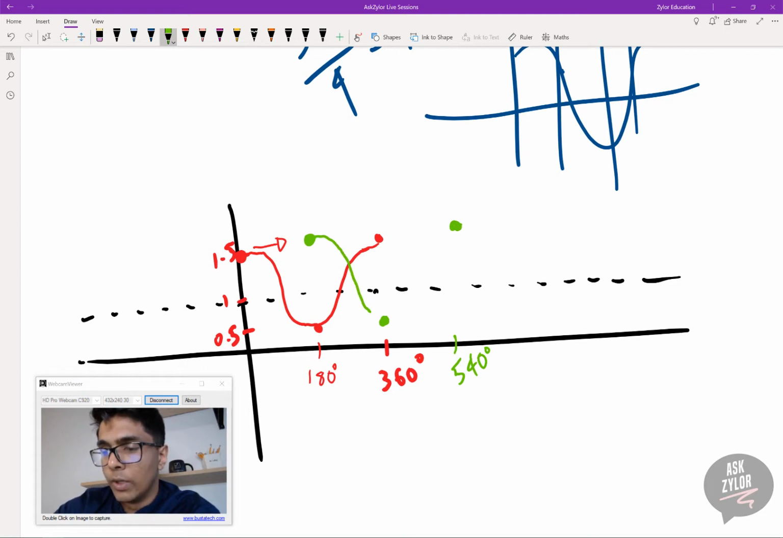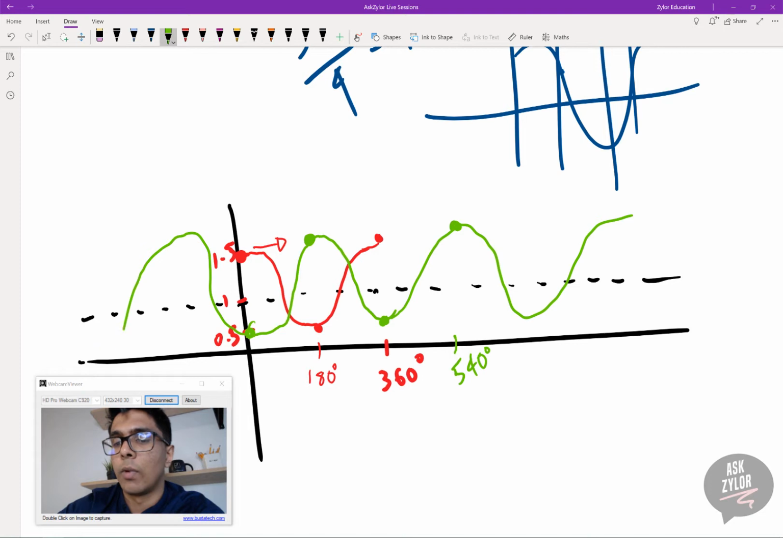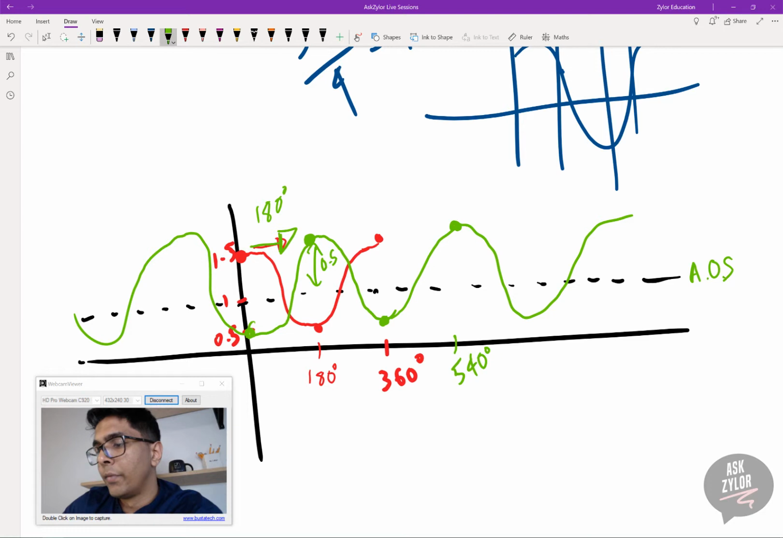So what I end up with is a function that looks similar to this. And if I continue this on, I know I have to go back down over here, and I can just continue this on and on. The important thing is that I recognize that I have a phase shift of 180, an amplitude of 0.5, and an axis of symmetry at 1. So that's accurate enough, and I'm just going to end it over there.